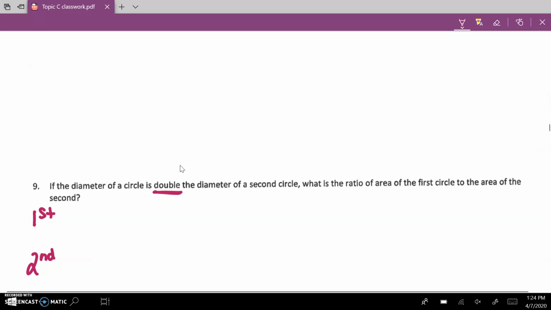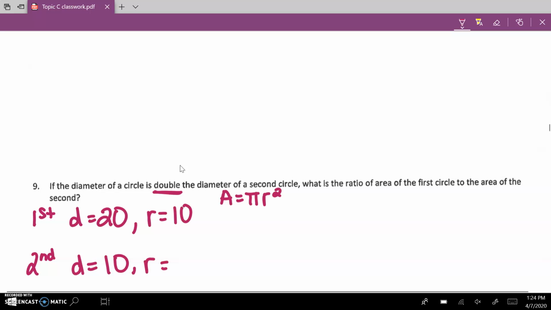Really, you can pick any number. I'll give you the numbers I used on my answer key to help match. So I said that this diameter was 10. So if the other one is doubled, well, that means this diameter would be 20. Now, you have to remember, though, to find the area of a circle, area is pi r squared. You can't use diameter. So the tricky thing is that you have to remember to go and find your radius. So the first radius would be 10, and the second one would be 5.